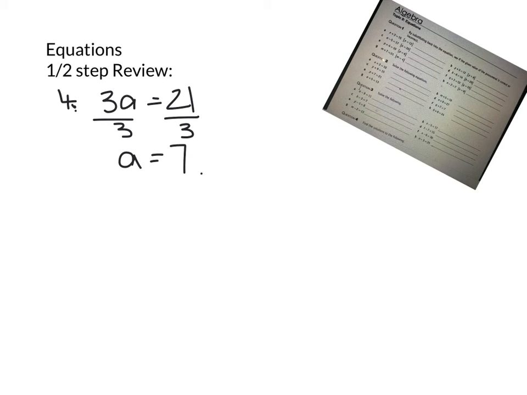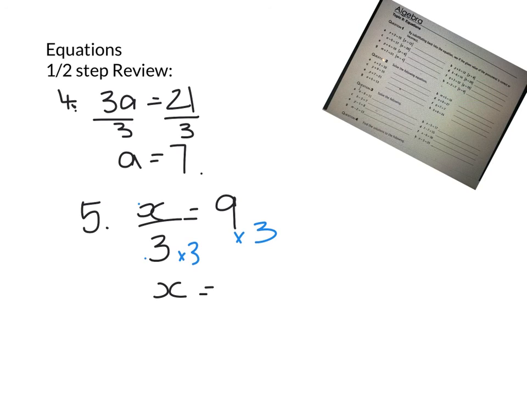Okay. Question 5, our last question of the day. We've got x over 3 equals 9. We're going to do the opposite of being divided by 3, and we're going to multiply by 3 on both sides of the equal sign, which means that x is going to equal 27.